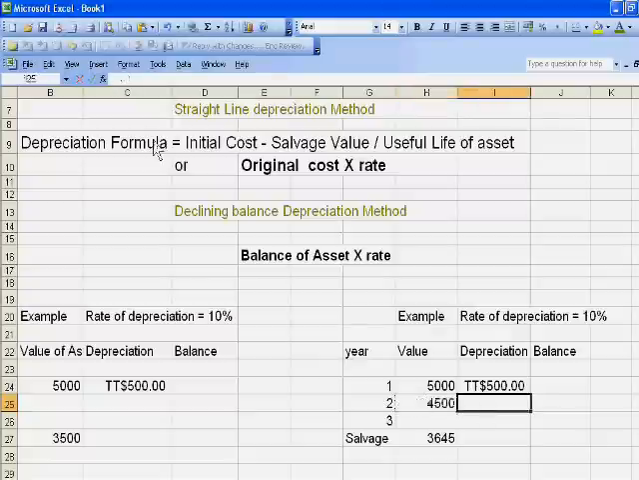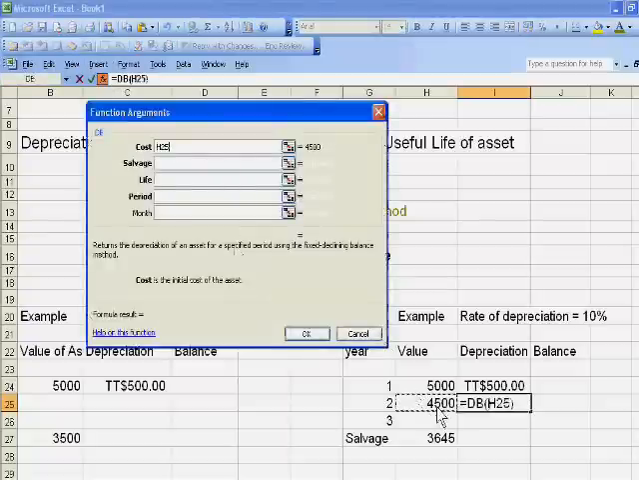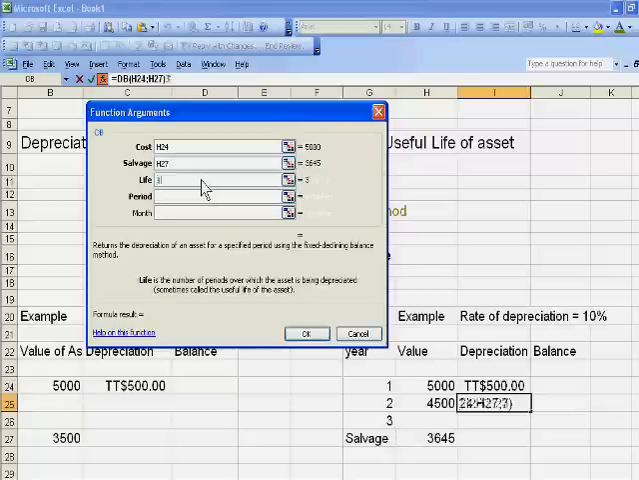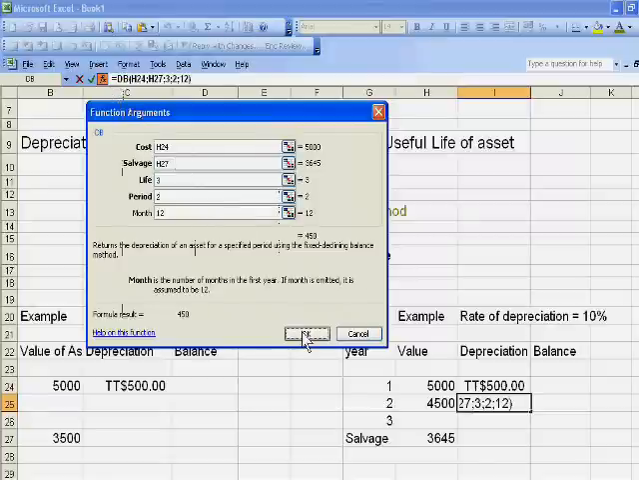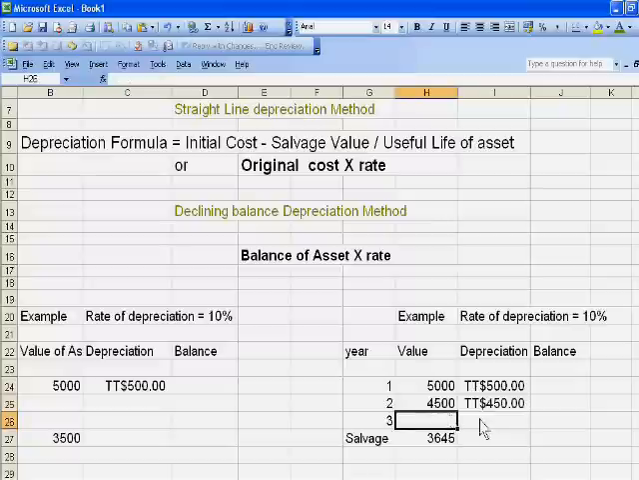This is 4500. Now again go to function DB, and this is our initial cost. And then salvage is 3645 and life is 3 years, period is second year and month is 12. Its depreciation is 450. We can calculate 10% on 4500, and we will deduct 450.